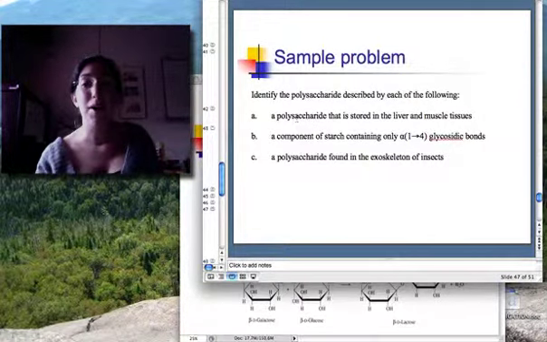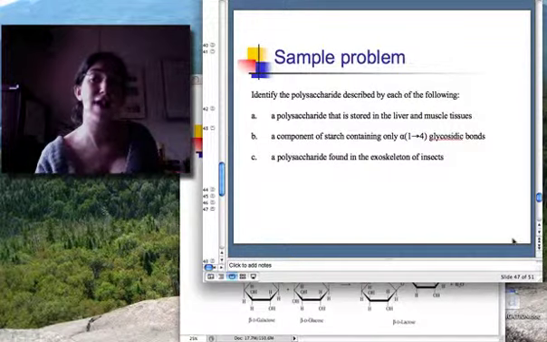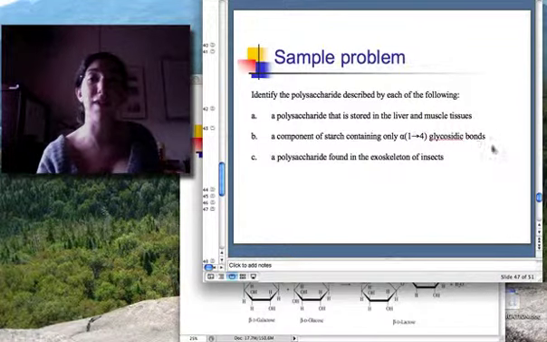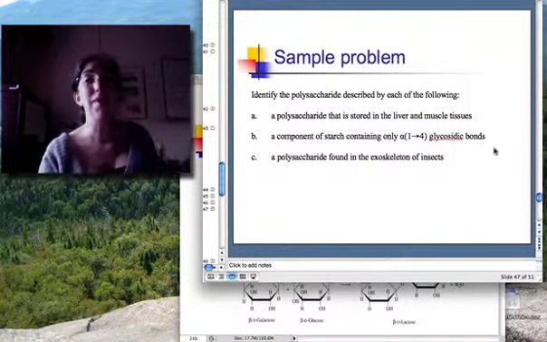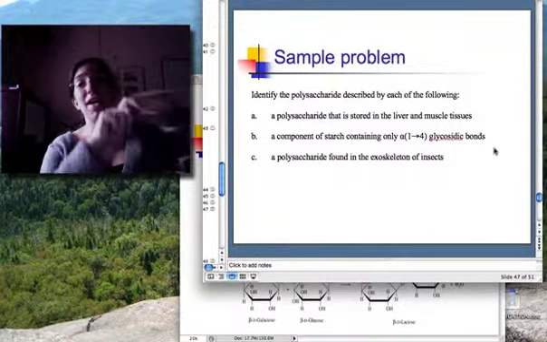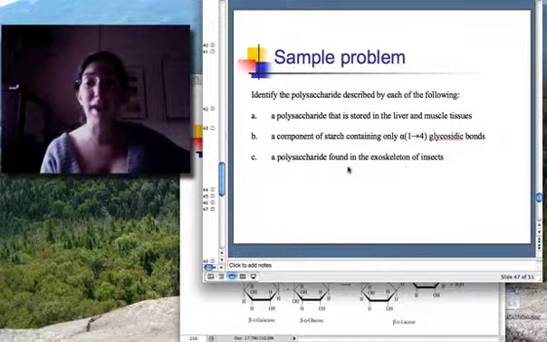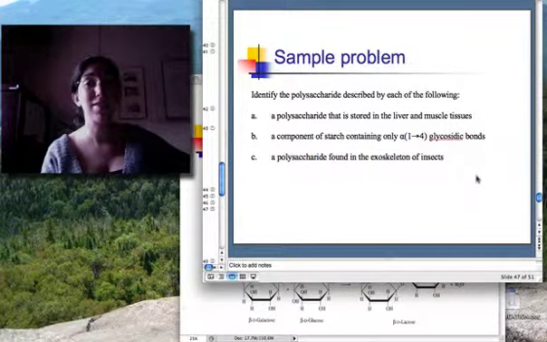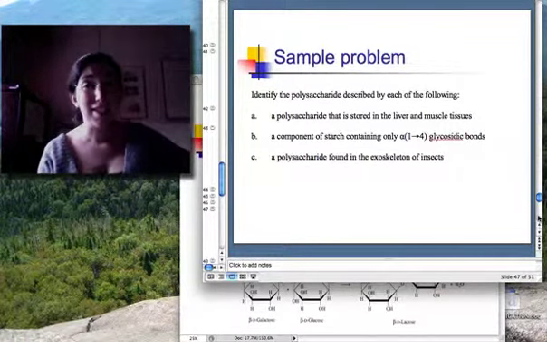There's two components of starch, remember, amylose and amylopectin. So which one has only alpha-1,4-glycosidic bonds? That would be amylose, the long one that's actually coiled up. And C, a polysaccharide found in the exoskeleton of insects. That one is chitin, C-H-I-T-I-N, pronounced chitin.